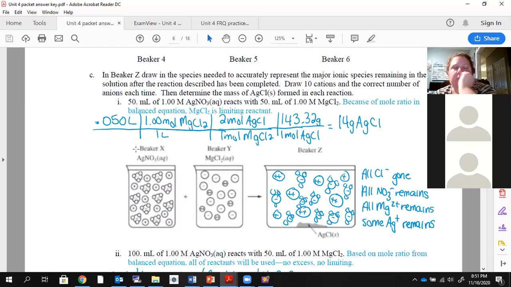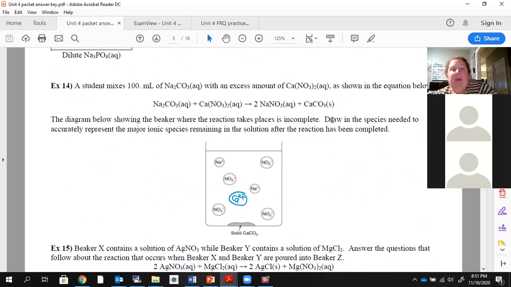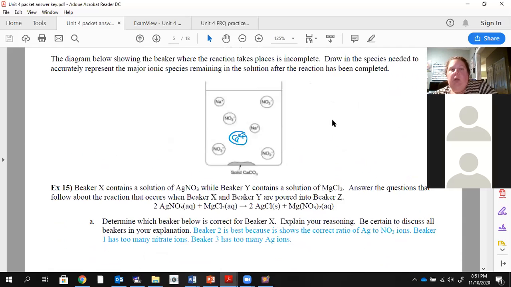Wait, where's your work? So in part 1, I did work. So I sort of cheated a little bit. If I see that I have 50 milliliters of 1 molar silver nitrate and 50 milliliters of 1 molar magnesium chloride, I can see that that's going to be the same number of moles of each. And I know from my balanced equation, which is way back at the beginning of that question, that I need 2 moles of silver nitrate to react with 1 mole of magnesium chloride. So I know that that magnesium chloride is going to be my limiting reactant.